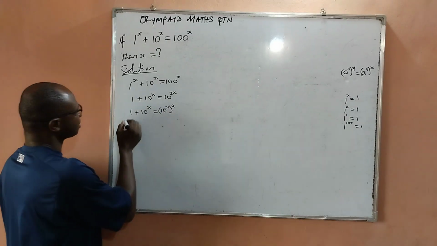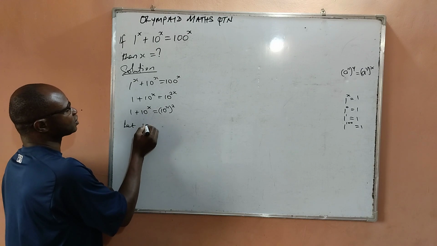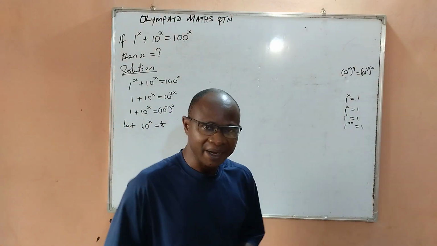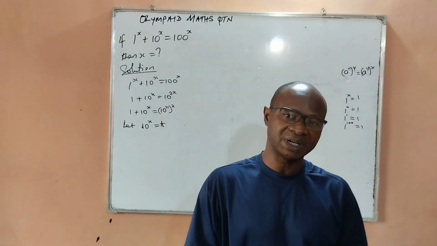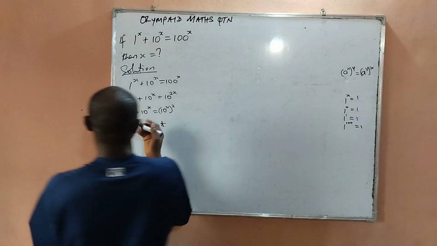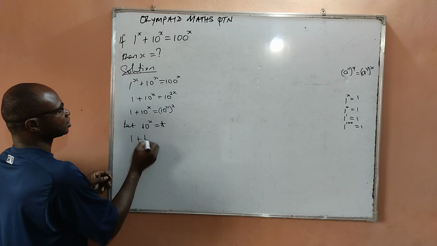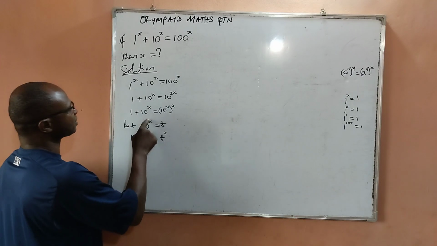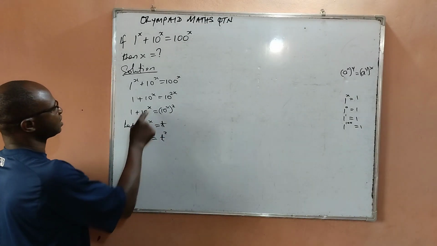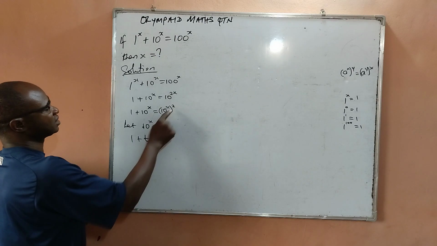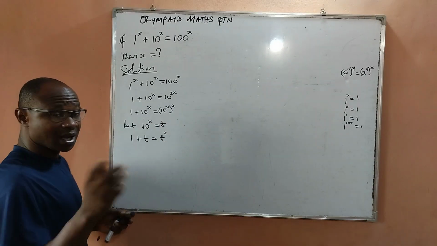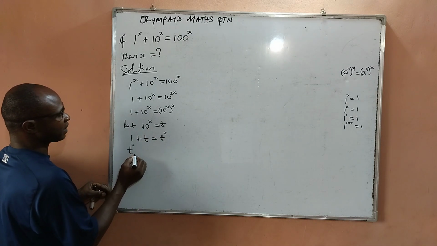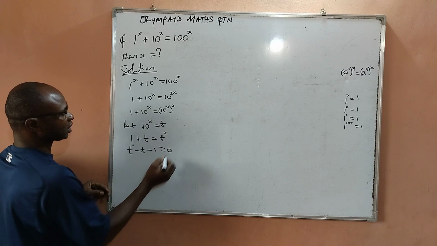Very good. At this point, let 10 raised to power x be represented as letter t, meaning that anywhere I get 10 raised to power x, I can replace it with the letter t. In other words, I can now simply write 1 plus t is equal to t raised to power 2. I have now replaced the value of 10 raised to power x as letter t. Alright, I can now move what I have from the left to the right hand side to have it written as t raised to power 2 minus t minus 1 equal to 0.